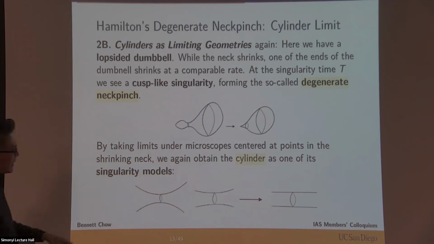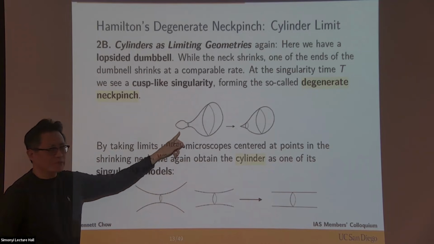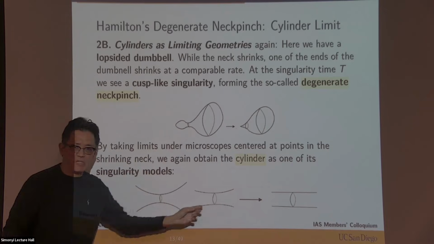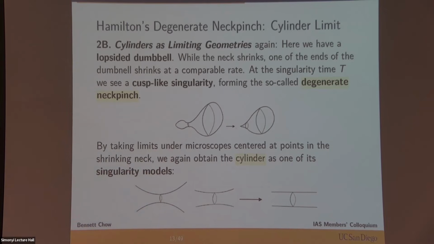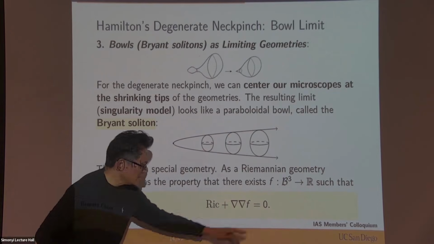But if you dilate, so we're looking at it microscopically, it depends on where you train the microscope. If you do it along the neck, then you'll just see what we saw before. So one of the associated singularity models is the cylinder, but that's not the only one. On the other hand, we could train microscopes at the tip of the singularity, and then one sees the Bryant soliton. In the first case, we saw what was called the shrinking soliton, and this is called the steady soliton. There's nothing on the right-hand side, just zero.